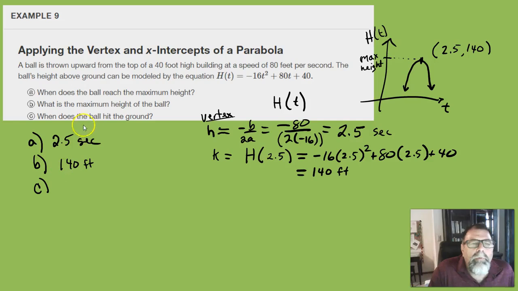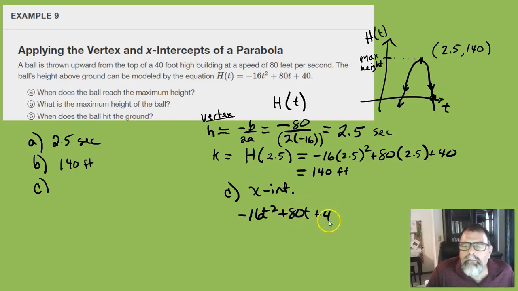And then C, when does the ball hit the ground? So we want to find the x-intercept. So remember, the x-intercept is when it's equal to 0. So we set the function equal to 0, and then figure out what the t value is. So let's see here. What can we factor out? We can factor out a -4 from all of those.